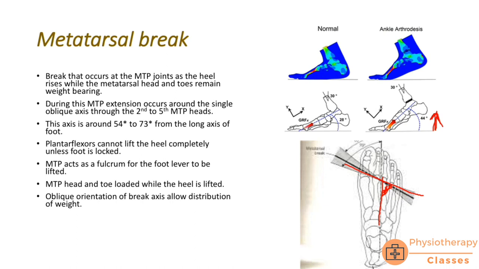Now, during extension, the metatarsal will move on the phalanx because it is a closed kinematic chain, and we know the articulating surface of the head of the metatarsal is convex. Therefore, the convex will move on concave. During extension, the metatarsal head will roll anteriorly, whereas its surface will slide posteriorly because its surface is convex, moving on the concave surface of the phalanx.